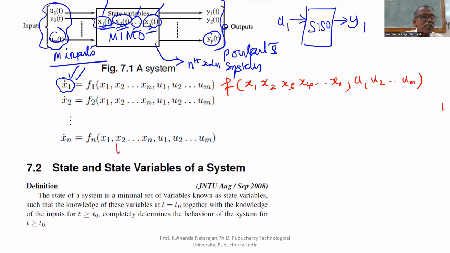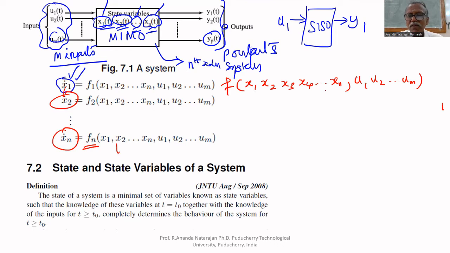x2 also can be written the same way, but it is another function, f2. xn can be written as another function, fn. If you write like this, then it is represented in state variable form. State variable form. Now, what is the definition for state variable?